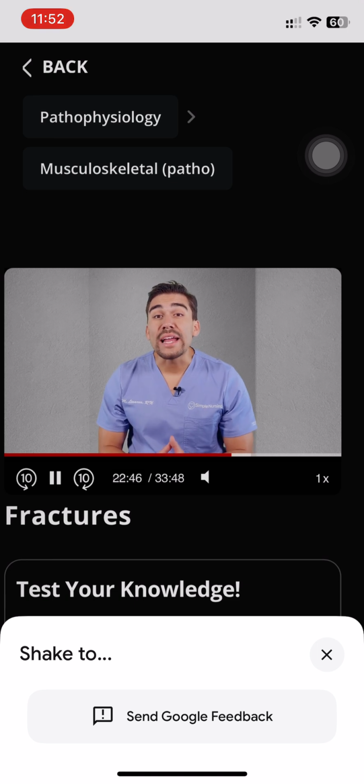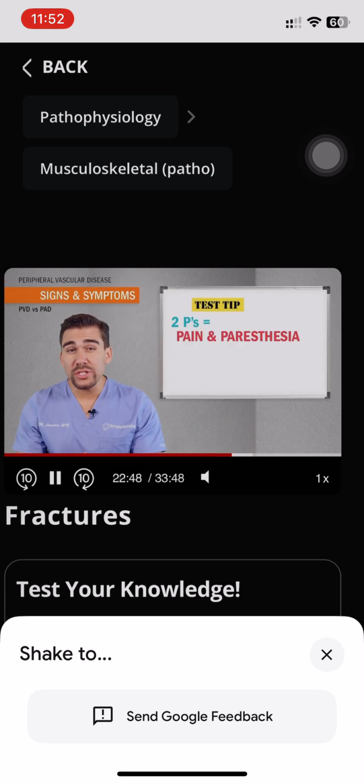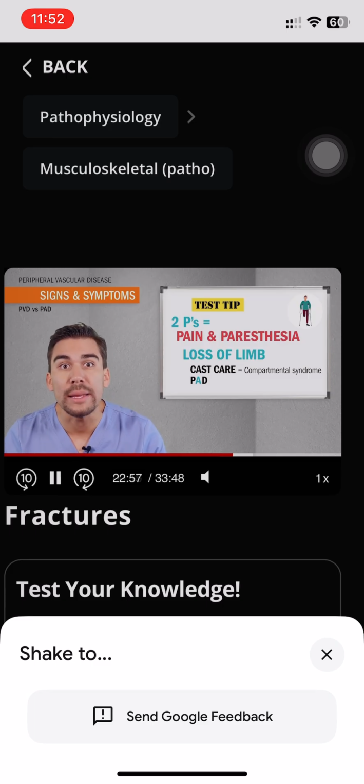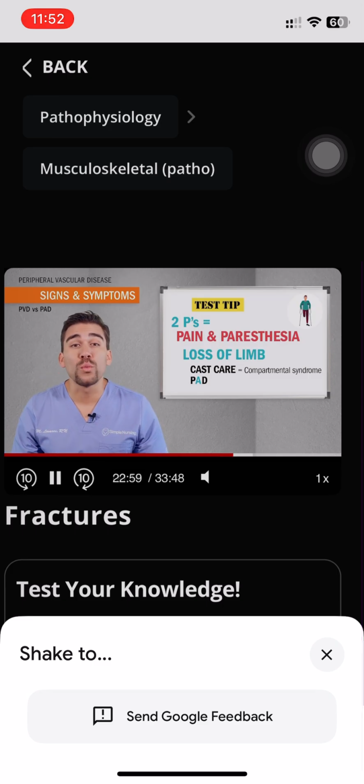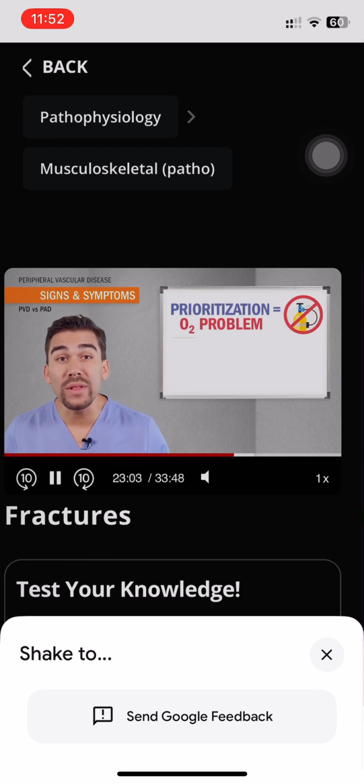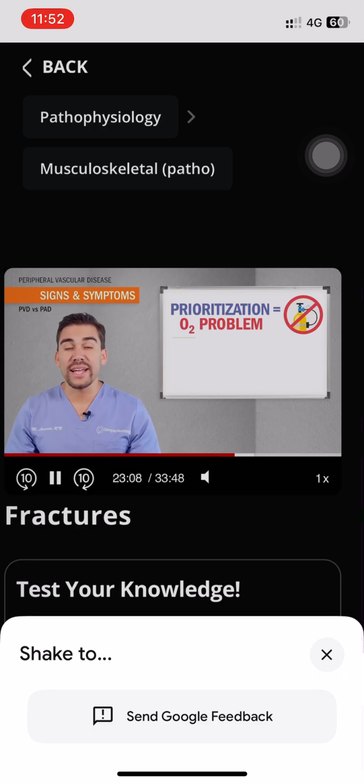Alright guys, a little side note for your future exams. These 2 P's are always the priority and will always show up on cast care and even PAD. Guys, in both cases, we have an oxygenation problem leading to a loss of limb problem. So guys, we always think of the worst case scenarios here, which always revolve around oxygen problems. Really, any oxygen problem is an emergency problem and is always a priority. Guys, that's why the ABCs are always to prevent the loss of life.